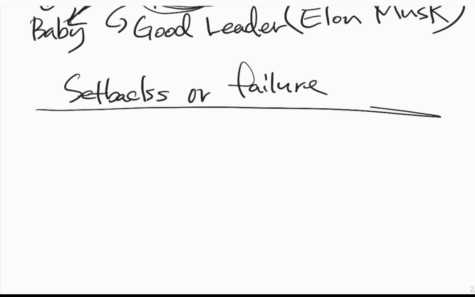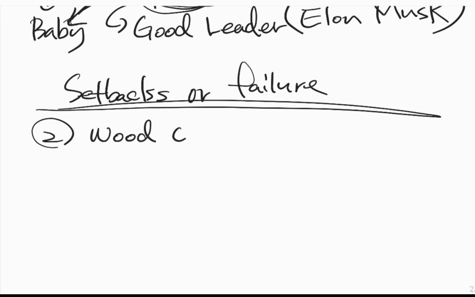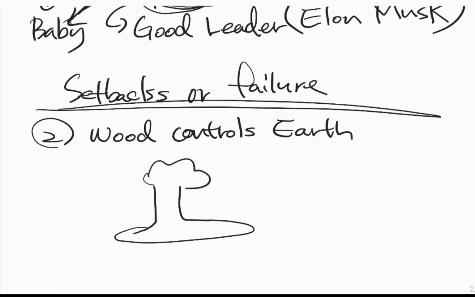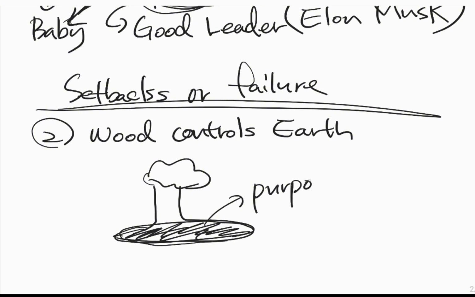Okay, just a second. If you think about wood controls earth, what does that mean? This means this tree has to grow on the earth, and what you control is actually the purpose, or money.